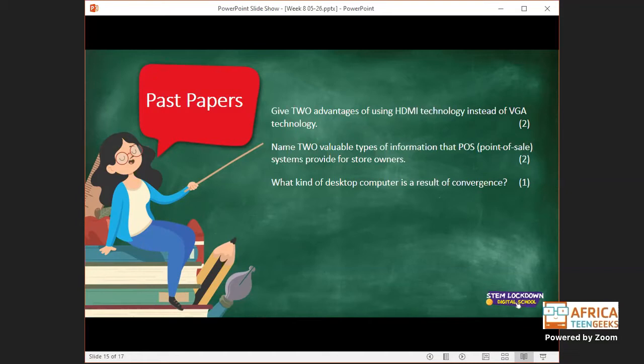Okay, name two valuable types of information a point of sale system provides store owners. Now, why would you want to have a point of sale at your store? Point of sale is basically a database. That's where you're learning about the database, and the backbone of a point of sale is a database.